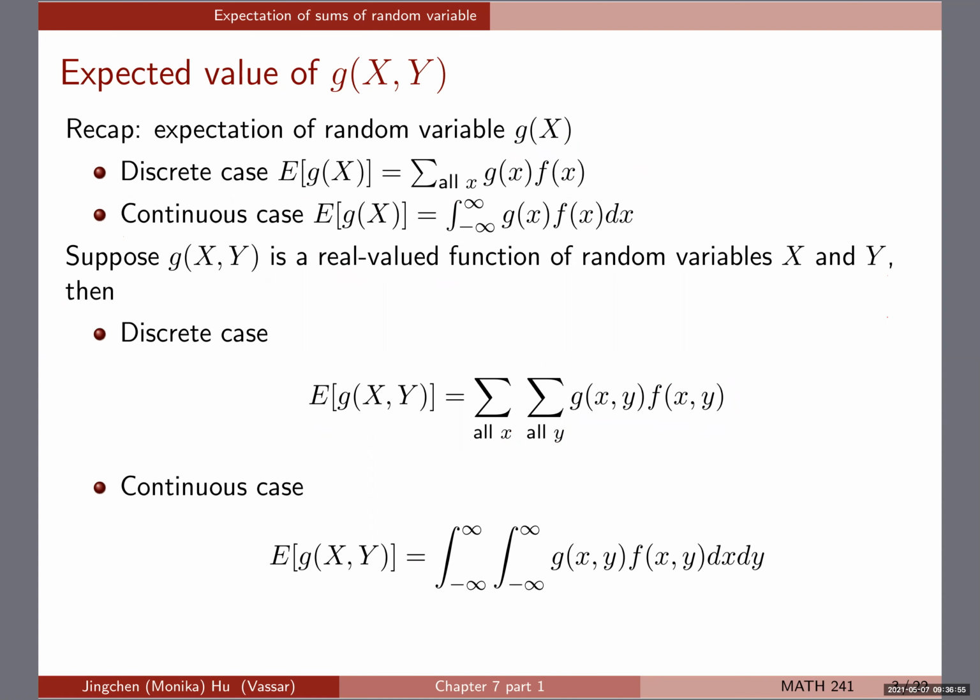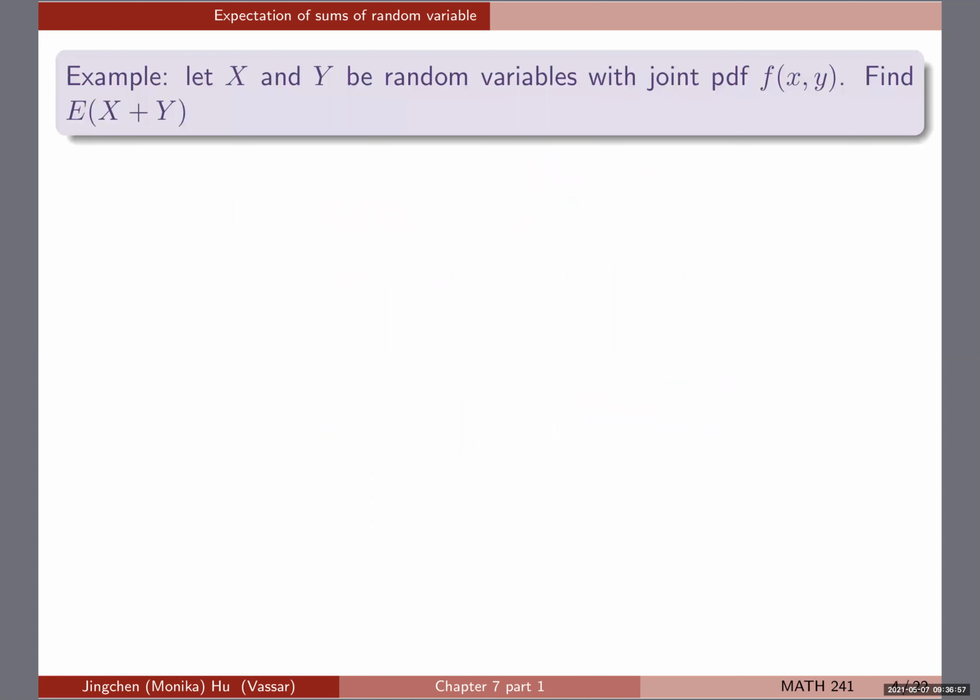Now let's look at an example and a very important result. Let X and Y be random variables with the joint PDF f(x,y). As you can see, we are working with continuous variables, and as you will see soon, we will be doing a double integral in this case. They ask you to find the expectation of the sum of the two.